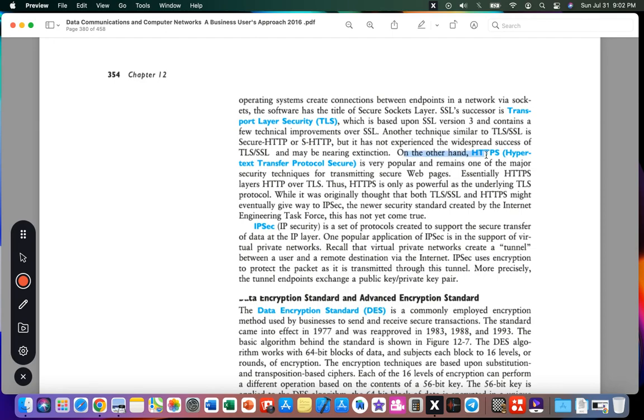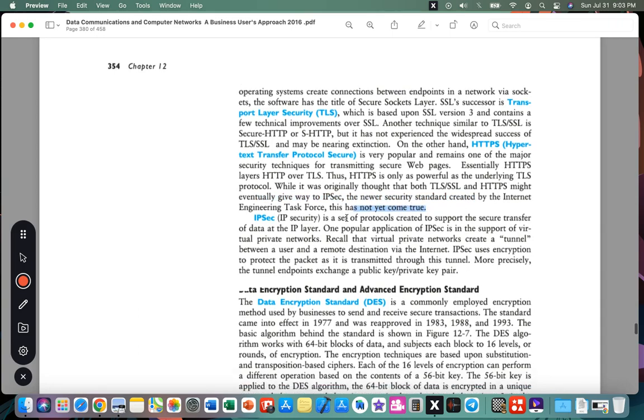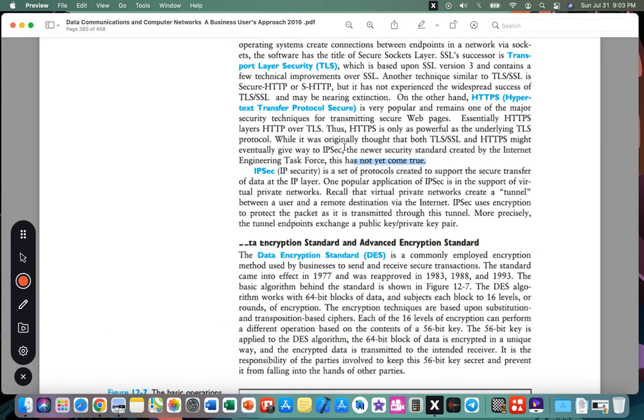On the other hand, HTTPS is very important, very popular, and remains one of the major security techniques for transferring secure web pages. Essentially, HTTPS layers HTTP over TLS. Thus, HTTPS is only as powerful as the underlying TLS protocol. It was originally thought that TLS, SSL, and HTTPS might eventually give way to IPsec, the newer security standard created by the Internet Engineering Task Force. This has not yet come true; they have not all been replaced by IPsec.